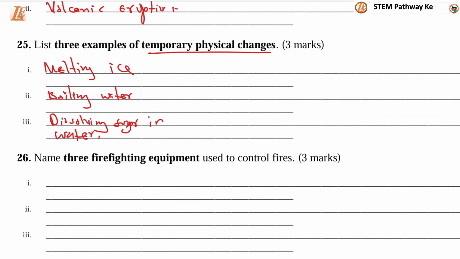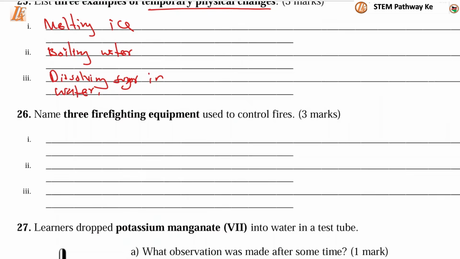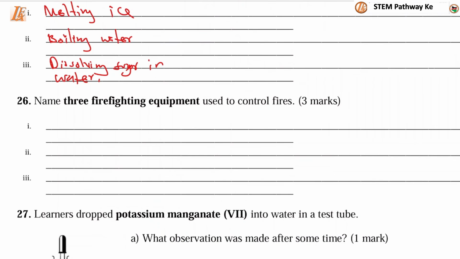You can also add like burning a candle wax for it to melt from solid to liquid and then back to solid. Then question 26. Name 3 firefighting equipments used to control fire.